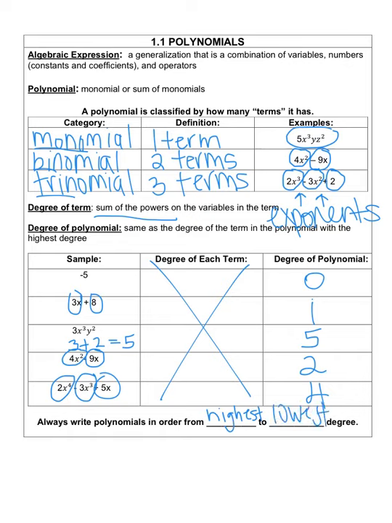So maybe you have a polynomial that looks like this, x plus 2x cubed minus 4x squared. We need to write this in correct order. So I want my highest degree first, which would be the x cubed. So I would rewrite this as 2x cubed.